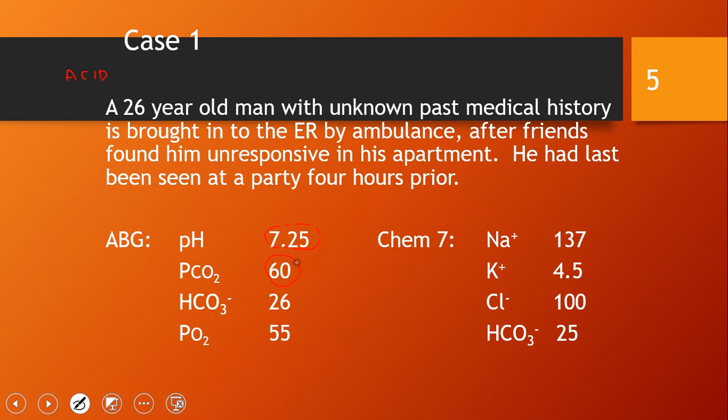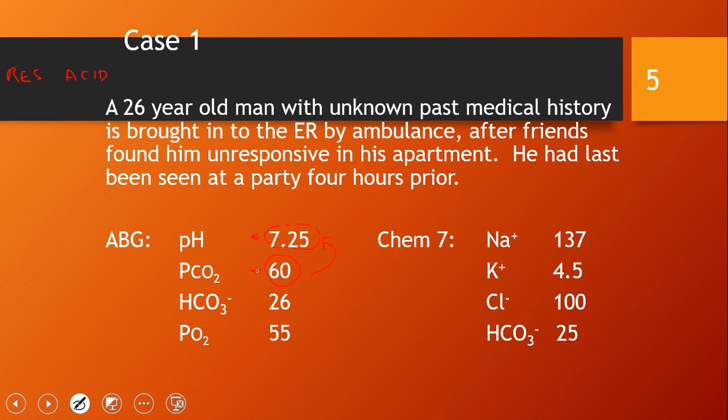PCO2 is high. So that means that this person's acidity must be determined by this CO2 here. So what I would say is they have respiratory acidosis. Wow, that was extremely easy. So this was less than 7.3. This was greater than 40. It's going back to a really basic equation there. We understand that that equals respiratory acidosis.